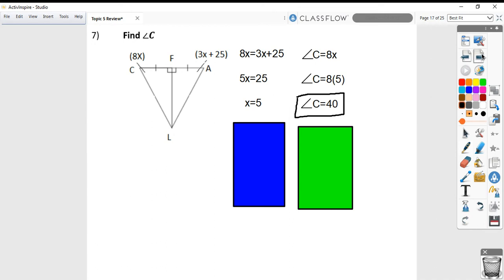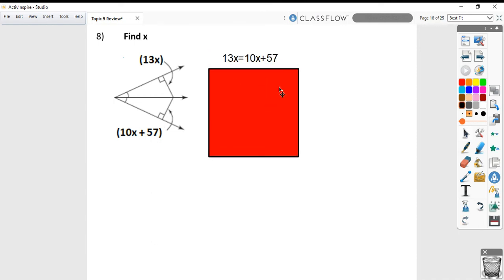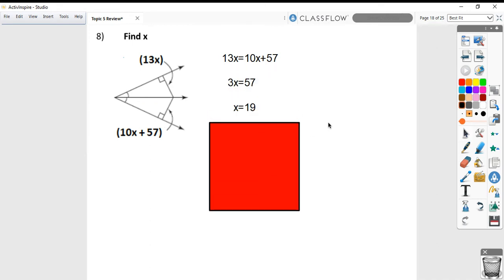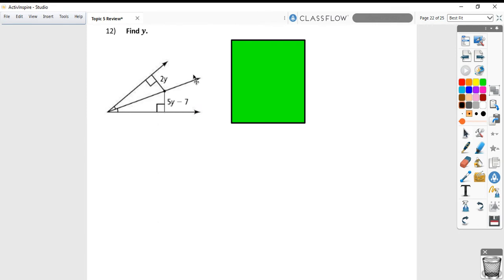Go on now to problem number 8. Problem number 8 is more of the same. This time it's an angle bisector. And according to our theorem, an angle bisector says these two distances should be the same. So we set up an equation where the two things are equal: 13x equals 10x plus 57. We move the 10x over, and then you divide by 3 to get x equals 19. I want to go ahead right now and skip down to number 12 because it's almost exactly the same.